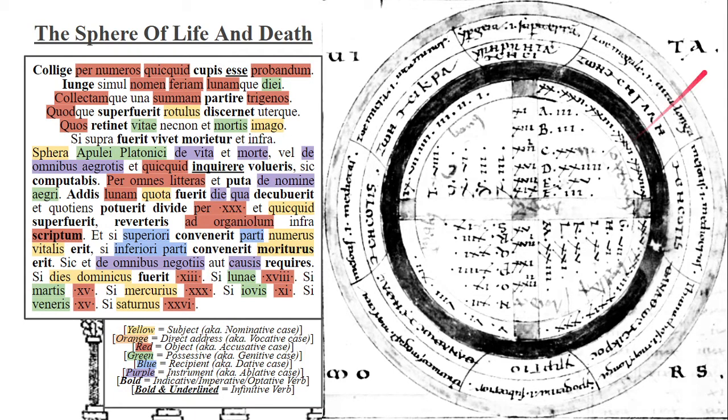Really fascinating stuff. There's so much that can be said about this diagram, but we must move on to the prose section. So, Sfera Pulei Platonici de Vita et Morte, this is just the title of it. So the sphere of Apuleius Platonicus, now they never really give an explanation of what this is. This is just like a sort of Greek-sounding name that to Latin people in the time, they'd be like, oh, that sounds intelligent, Apuleius Platonicus. He must have known what he was talking about.